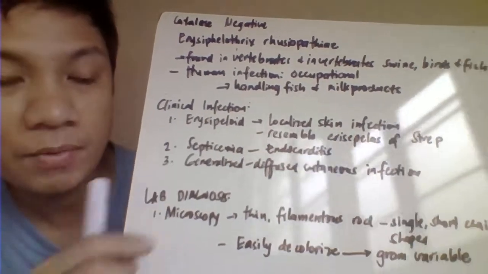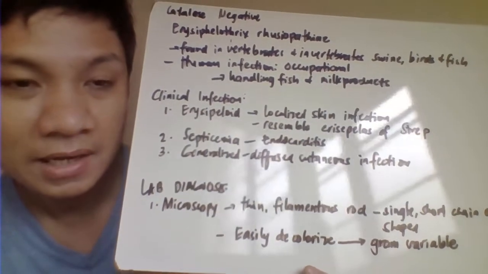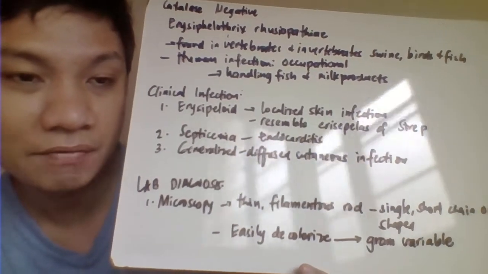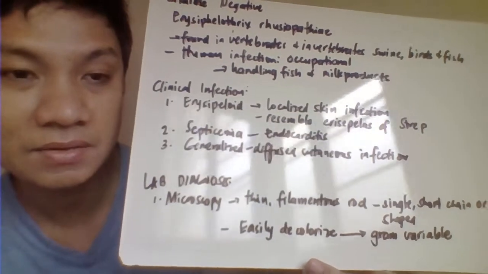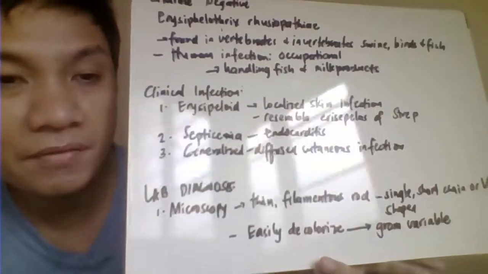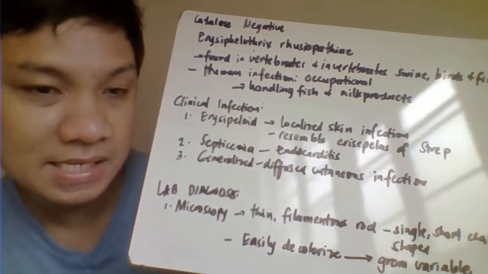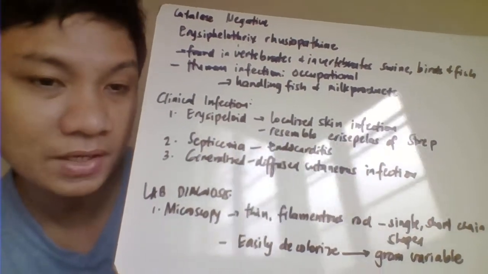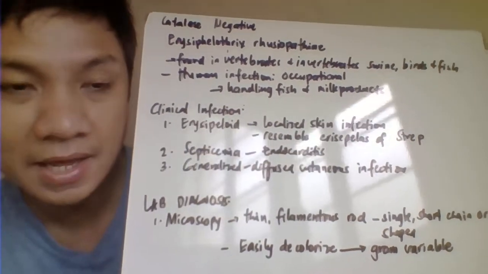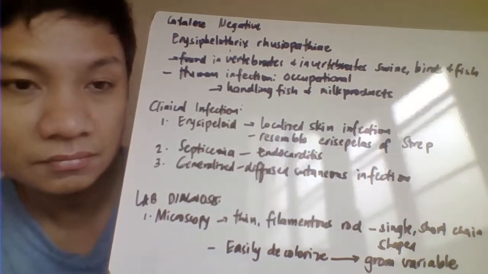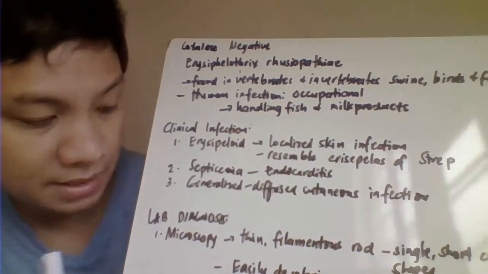Then the second one is sepsis. That may be in the form of bacterial infection, sepsis, even endocarditis, or inflammation of the heart tissues. And lastly, we have the diffuse generalized skin infection, cutaneous infection. So more of a skin infection. Again, they could enter your body by a cut on your skin, abrasion, or even breaks in your skin.